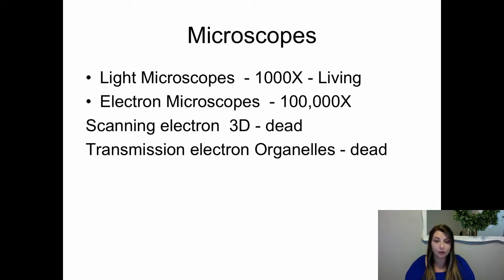With electron microscopes, they will magnify up to 100,000 times, and there are two different types. You have scanning electron microscopes, and this will provide you with a 3D image. And there are transmission electron microscopes, and this will provide you with a flat looking image, and with this one we can see organelles. Now with both of these microscopes, your specimen will be dead. They actually will be plated with metal and bombarded with electrons, and that will actually provide us with our picture.